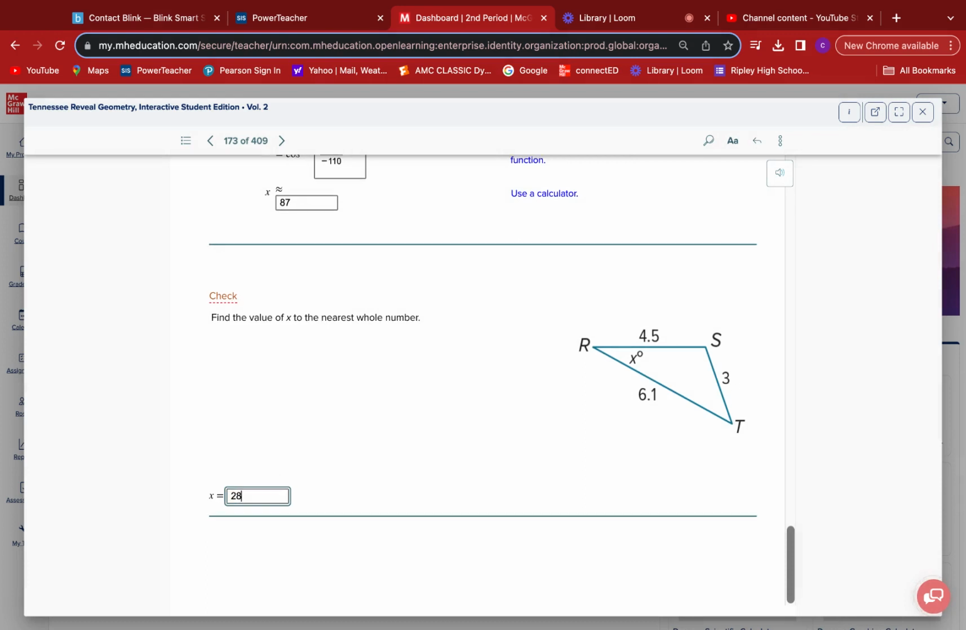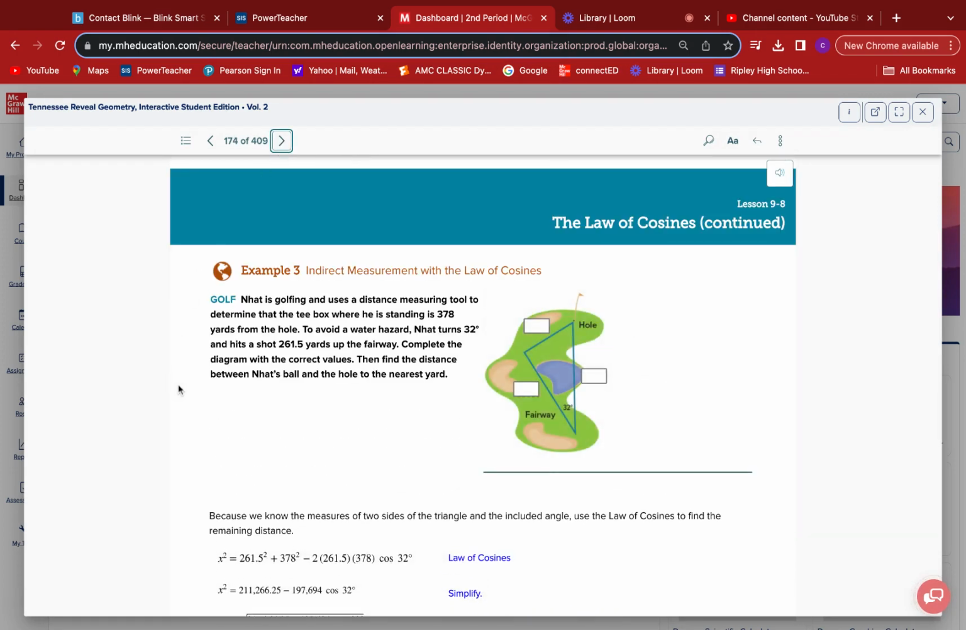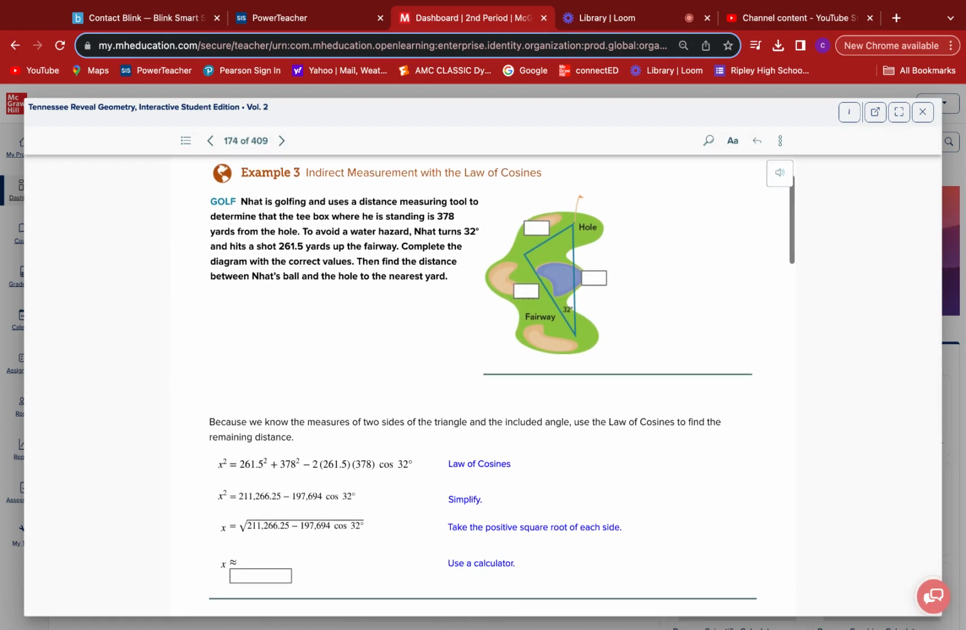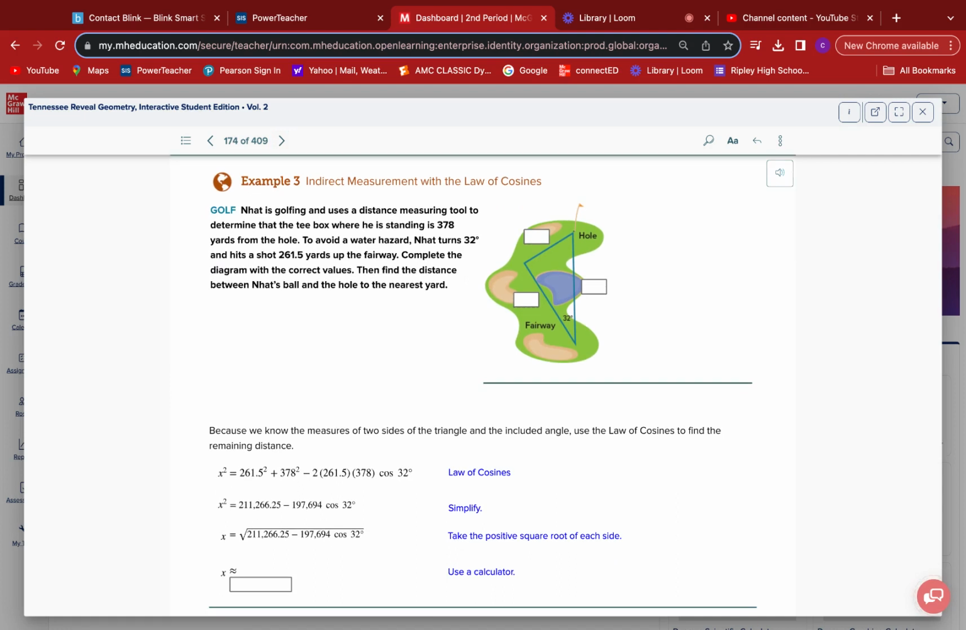All right, there's our check. Whew. Let's move on. All right, example number 3. Okay, got a word problem. Looks like they did this one for me, which is nice. Okay, Nat is golfing and uses a distance measuring tool to determine that the tee box where he is standing is 378 yards from the hole.